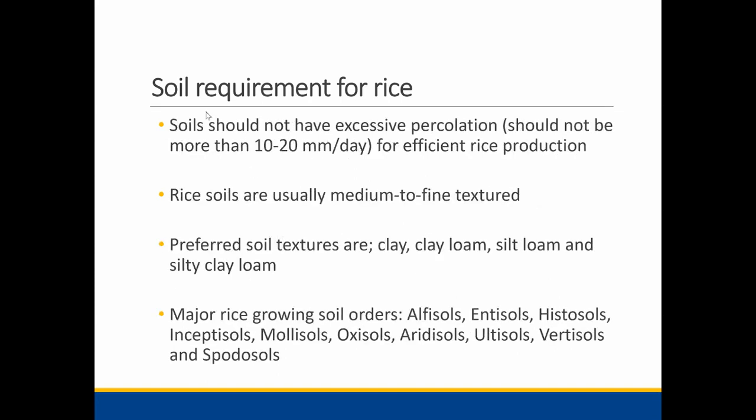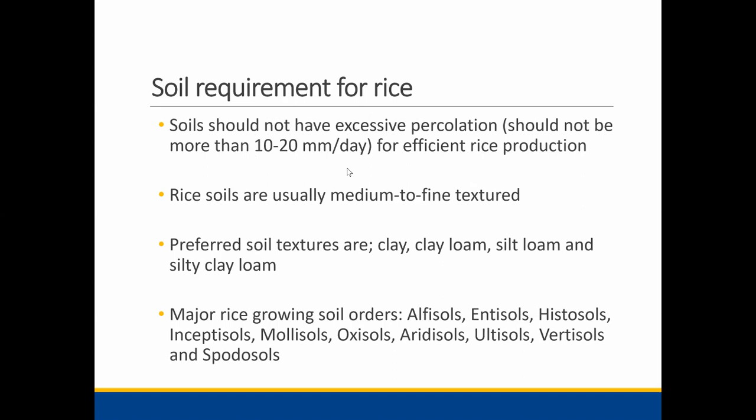And then there is some more information here regarding soil requirements. As I said, soil should not have excessive percolation. Percolation means the vertical movement of water through the soil layers. The percolation should not be more than 10 to 20 millimeter per day. This is allowable, but if it is more, what will happen? You have to irrigate continuously to maintain that water level.